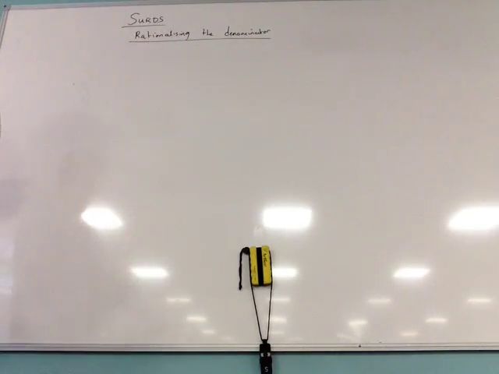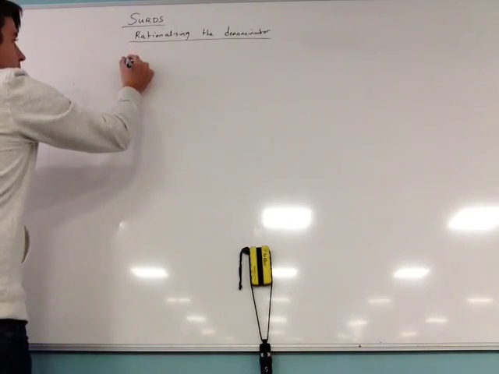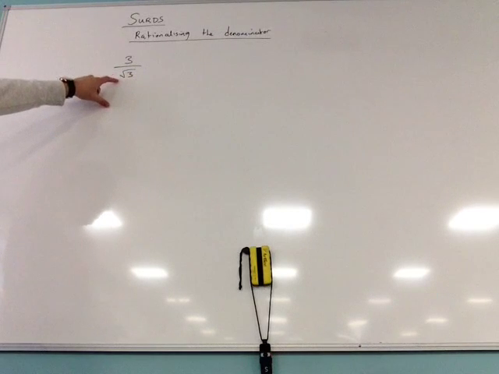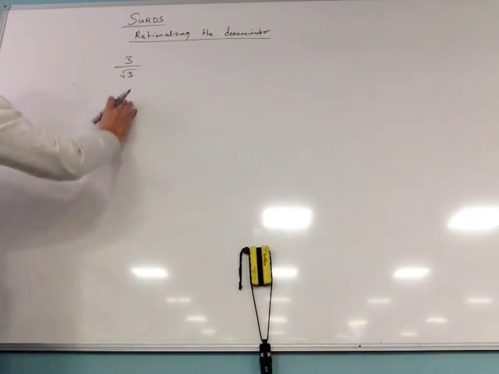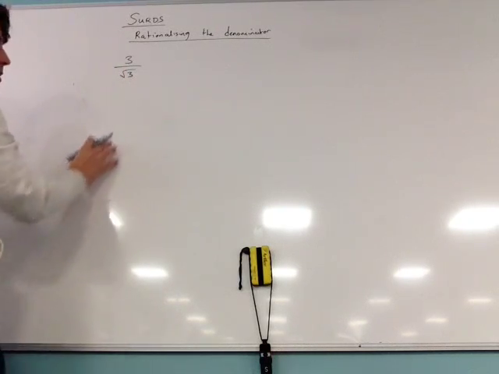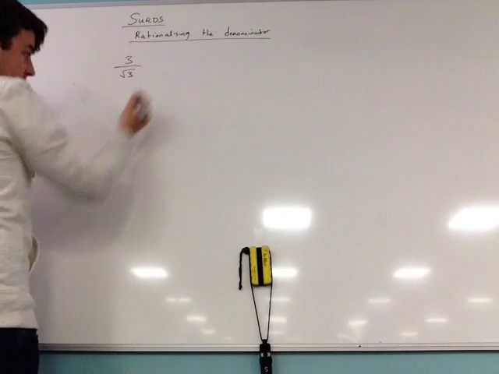Okay, so now we're going to look at surds, rationalising the denominator. These sorts of questions arise when you are faced with an irrational number or a surd on the denominator of a fraction. So here, in this case, you've got 3 over root 3. Now the only way that we can simplify and solve this is to rationalise the denominator.